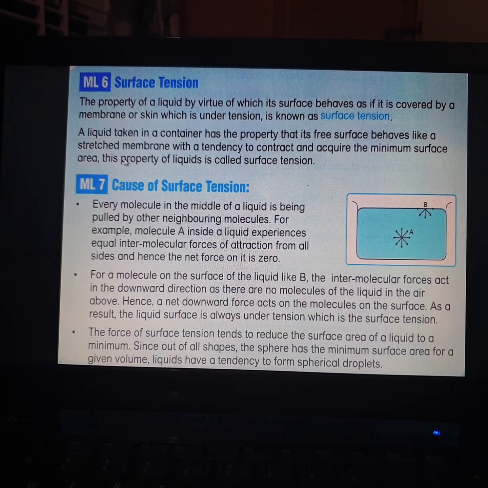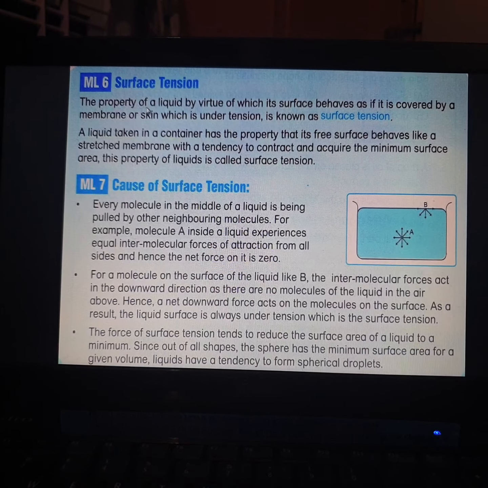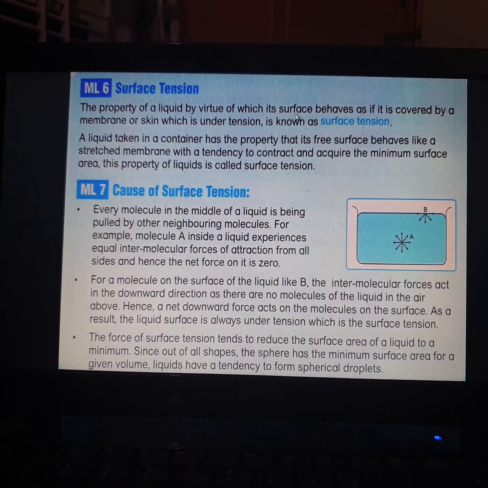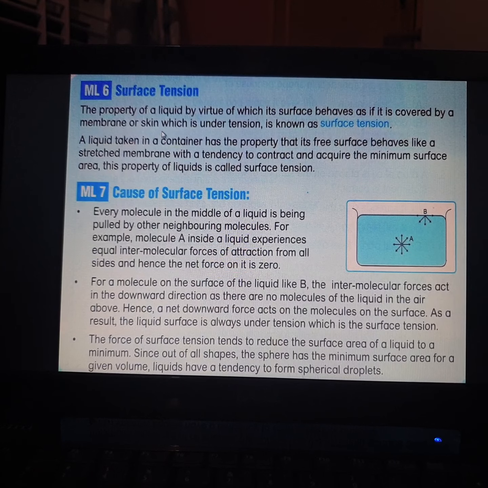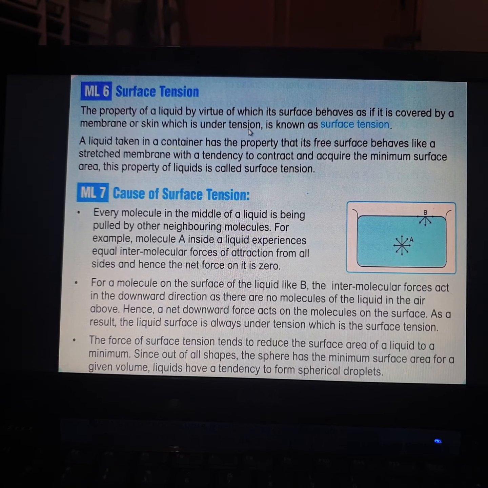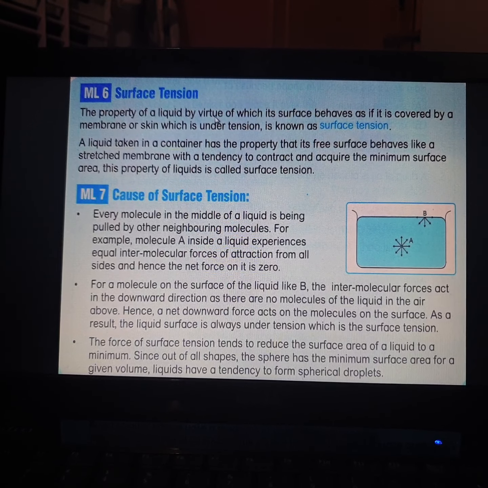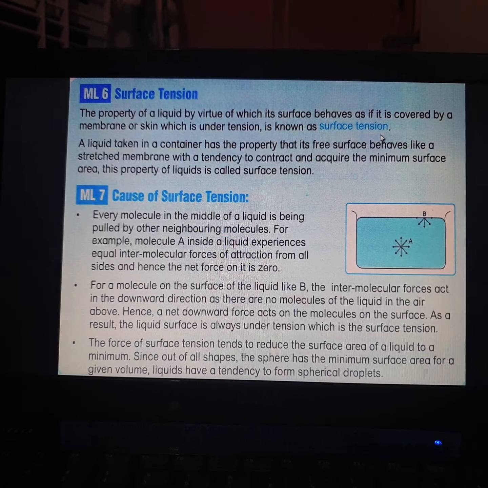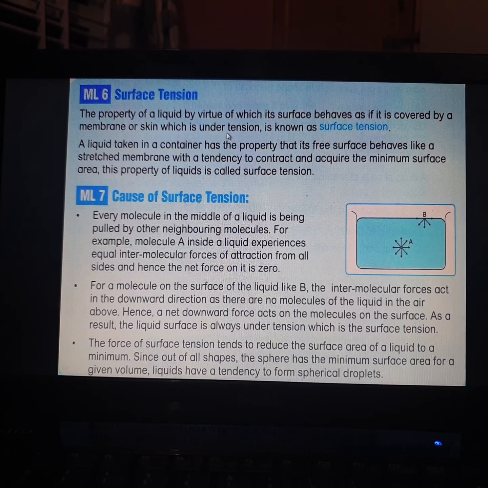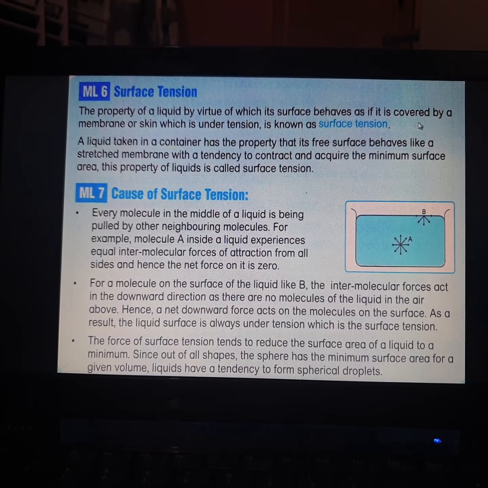Next, the last topic of this chapter we shall study is surface tension. The property of a liquid by virtue of which its surface behaves as if it is covered by a membrane or skin which is under tension is known as surface tension. That is, it is a property of a liquid by virtue of which the surface behaves as if it has been covered by a membrane. So the total surface behaves as if something is covering it. Such a type of membrane is called surface tension.